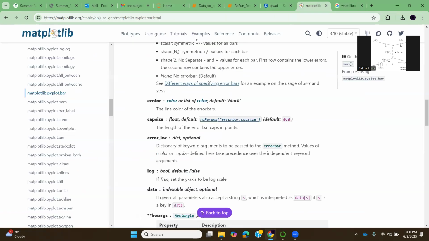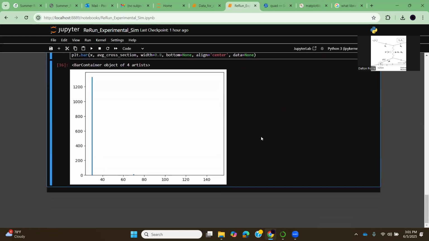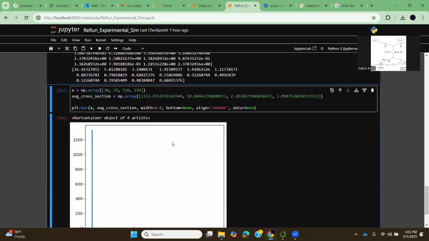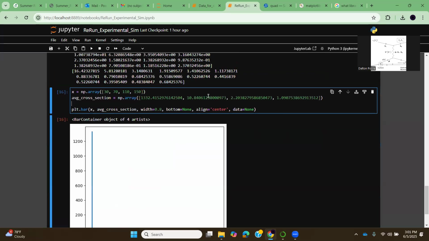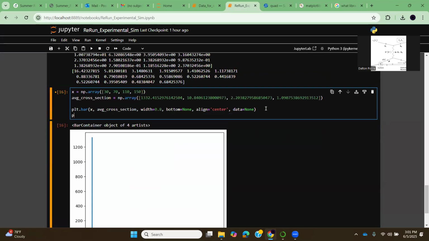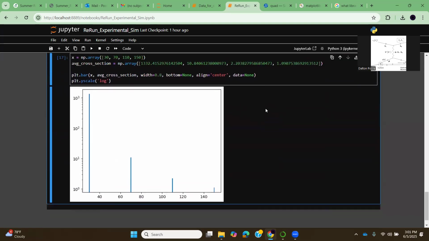Okay, maybe it's because I just need to write plot.bar instead of all that, because I imported it as something different. So that should, okay. All right, that's confusing. Okay. Definitely should log scale this. Okay, that's okay. It's actually not bad.